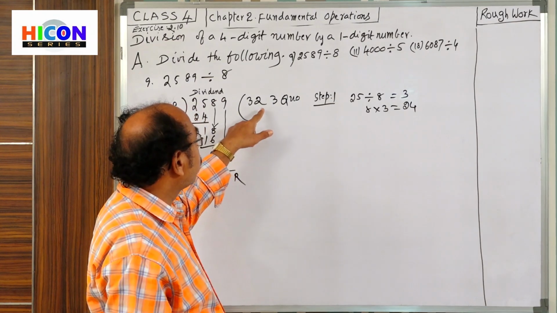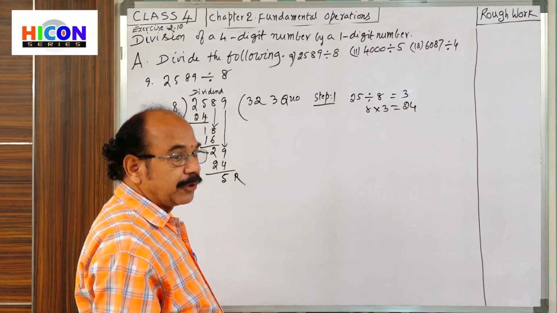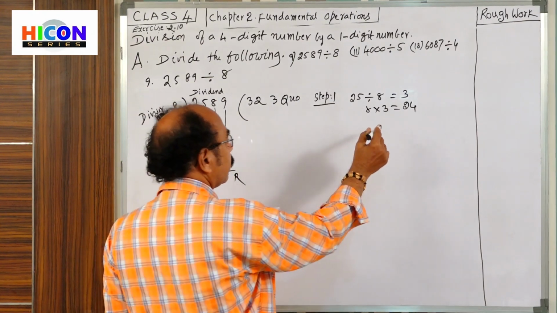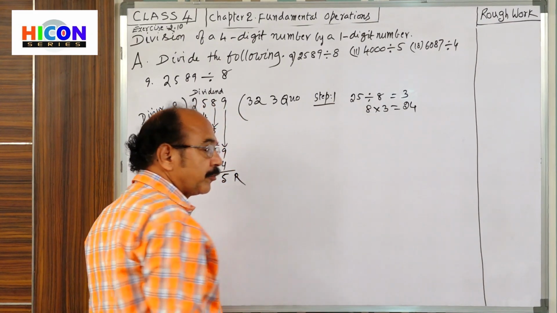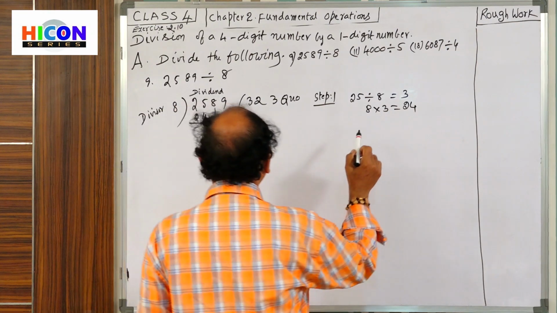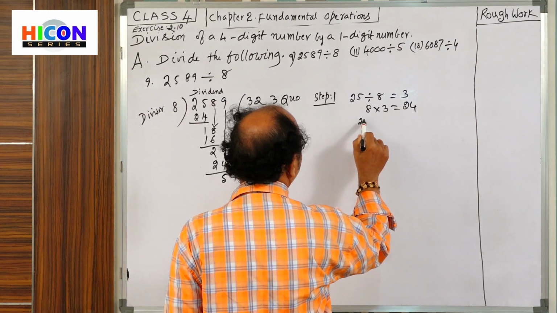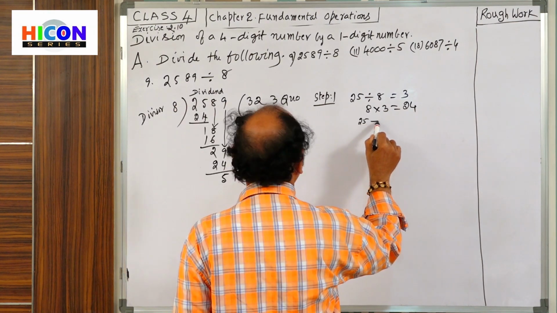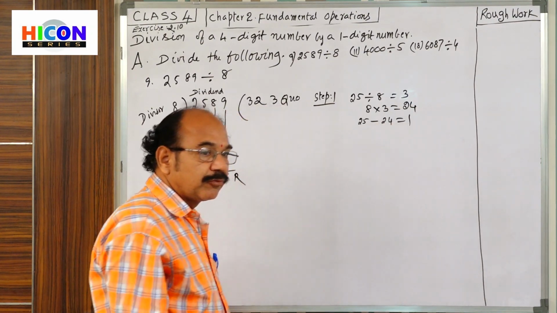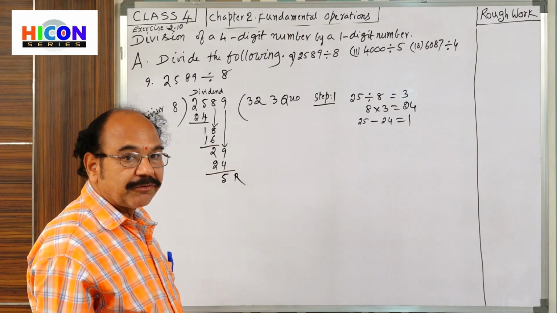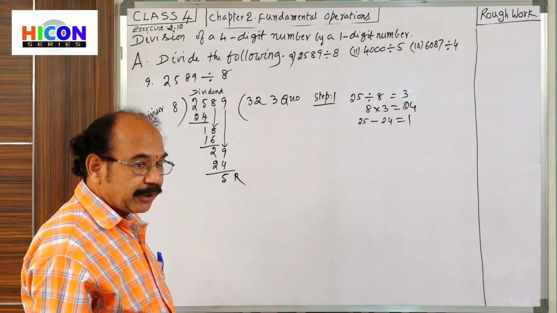In step 1, how many times do we write? 8 threes are 24. Subtract: 25 minus 24 is equal to how much? 1. So like this, divide and subtract. Divide and subtract.